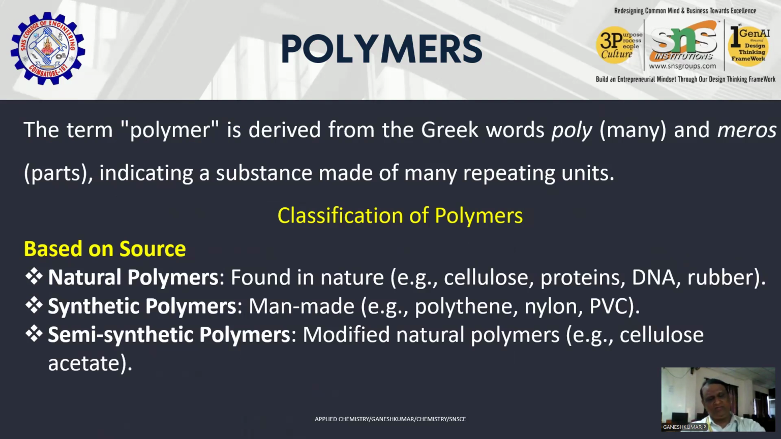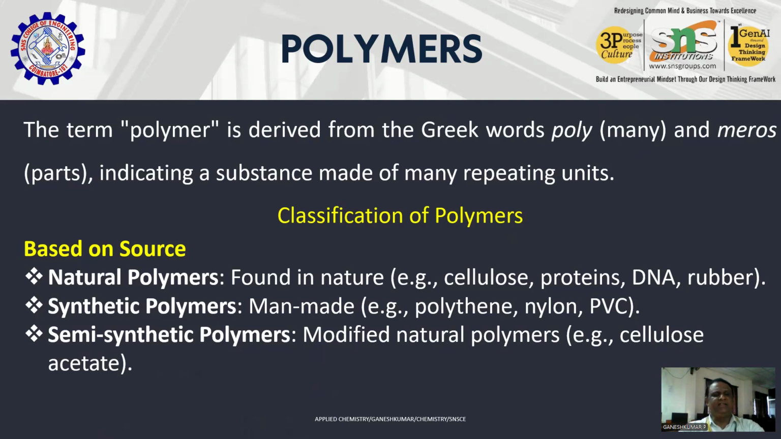First, speaking about source, natural polymers are found in nature. That means they are naturally found. Our DNA, which is present in our body, and our proteins are all polymers. DNA is made up of nucleic acids, and proteins are made up of amino acids. And rubber, which is naturally obtained from the latex of trees, has a basic isoprene unit. And cellulose found in plant materials is composed of natural polymers.